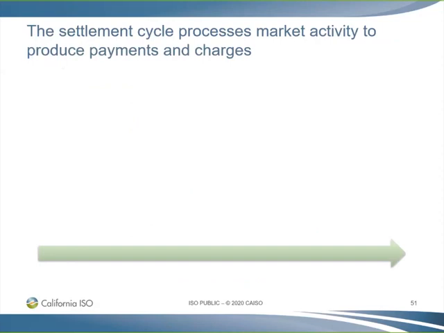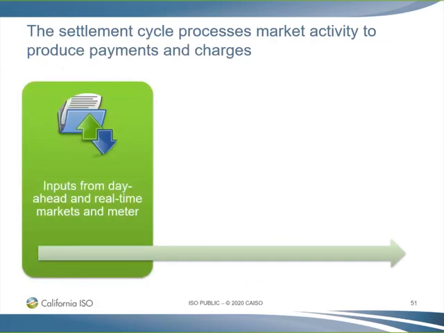Settlements are the calculation, billing, and invoicing of charges and payments for market and transmission-related activities between market participants and the ISO. The settlement cycle follows a specific timeline and processes for publication of statements, invoices, and payment advices, dispute submittals, and payments. Day-ahead results and real-time results, along with the meter data, flow through the settlements process and output a settlement statement for each trade date.